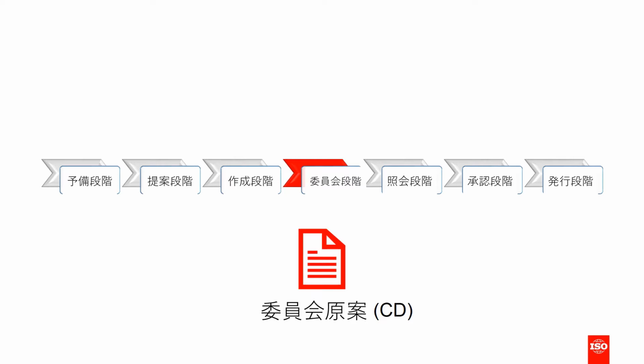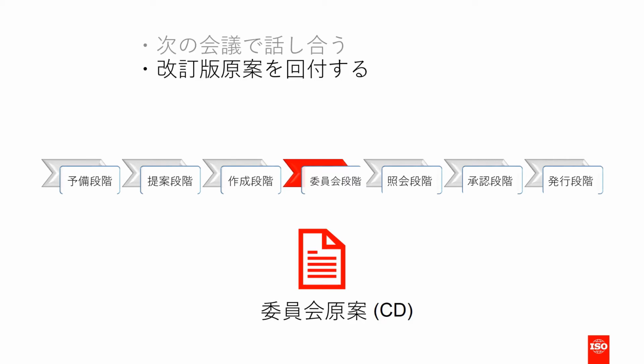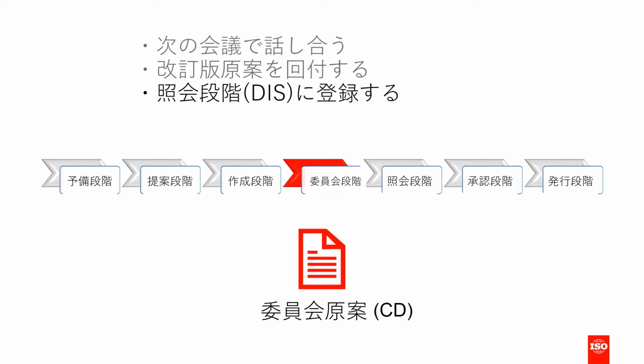The committee draft is balloted, usually for 8 weeks. The Secretariat then compiles the comments and circulates them to all P and O members, along with a proposal for how to proceed. This can be either to discuss the CD at the next meeting, to circulate a revised draft, or, if sufficient consensus has been reached, to register the CD for the inquiry stage. The resolution of comments usually needs the working group experts to meet and discuss.